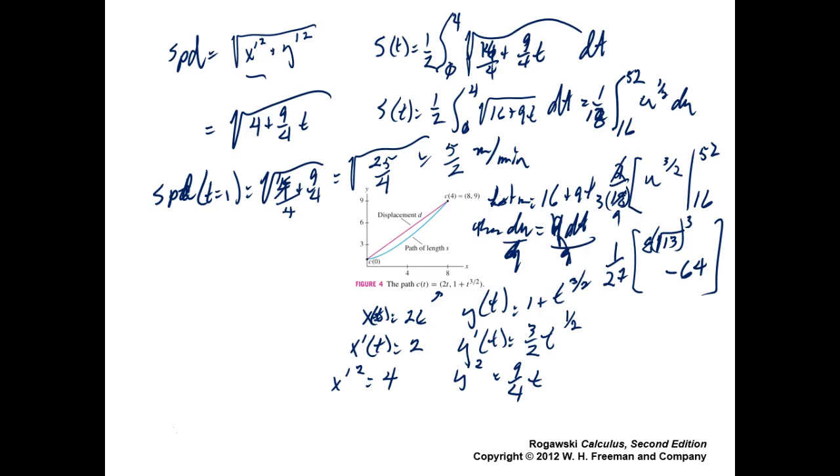Yep, that's exactly what they get. They factor out 8 from both of those and get 8/27 times the square root of 13 cubed minus 8. And they say that is about 11.52. You got it? Okay, 11.52.